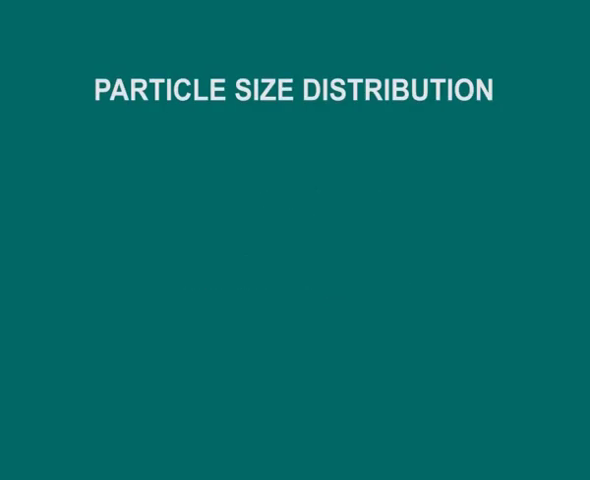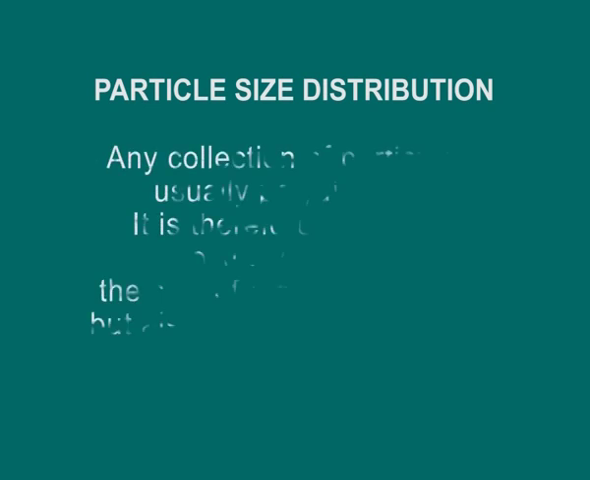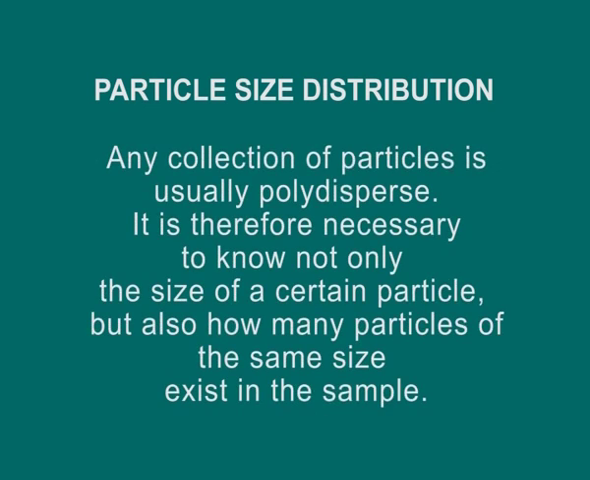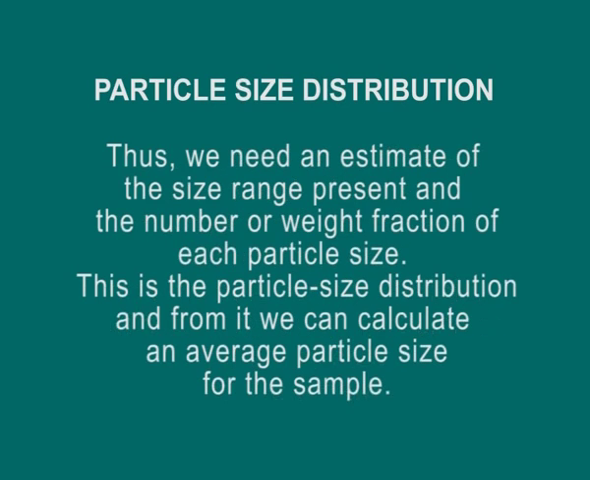Looking towards the particle size distribution, any collection of particles is usually polydisperse. It is therefore necessary to know not only the size of a certain particle, but also how many particles of the same size exist in the sample. Thus, we need an estimate of the size range present and the number or weight fraction of each particle size. This is the particle size distribution, and from it we can calculate an average particle size for the sample.